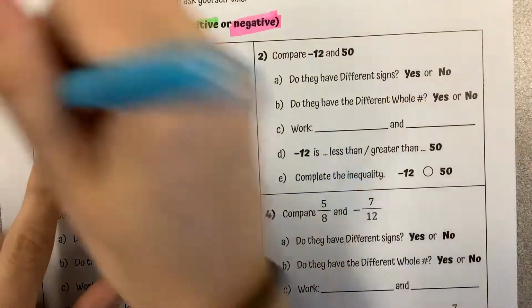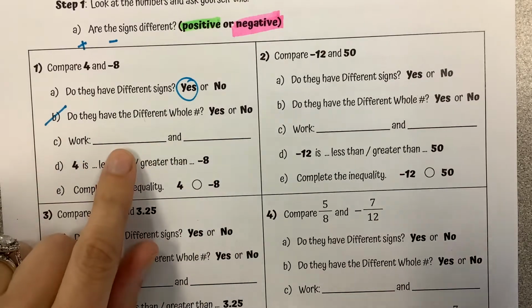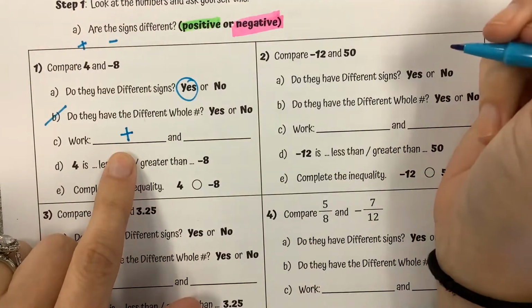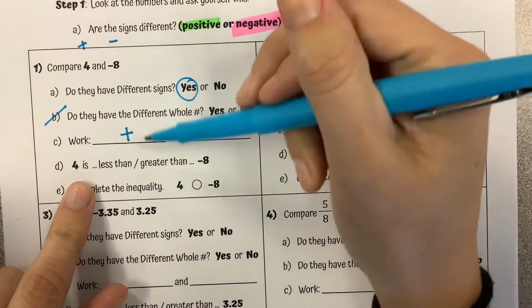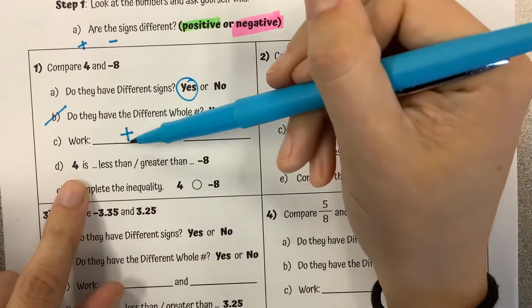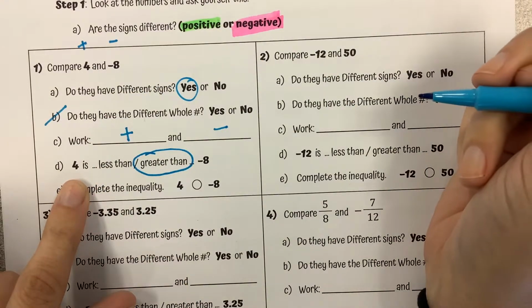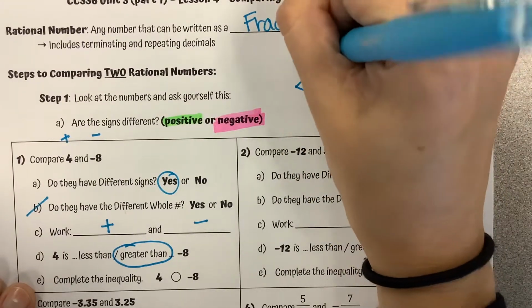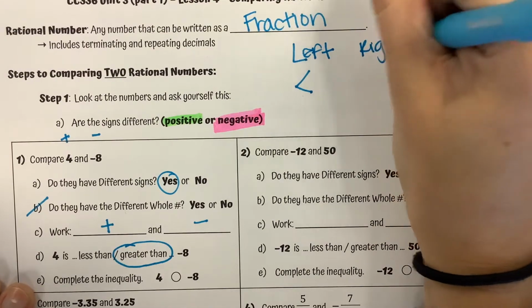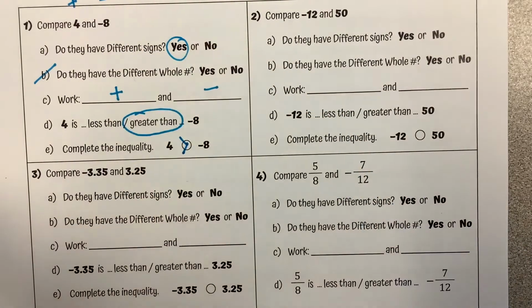If they have different signs, I don't need to look at the second question, which is, do they have different whole numbers? My work, all I'm going to show is I'm going to put a plus because 4 is positive. I'm going to put a minus because 8 is negative. And then I just need to know a positive compared to a negative. So 4, a positive, is always going to be greater than a negative, okay? And remembering that left means less, right means greater, okay? So the greater than sign looks like that. 4 is greater than negative 8.